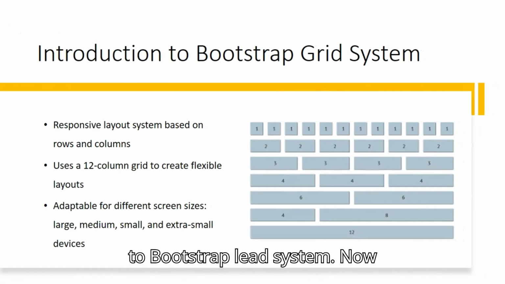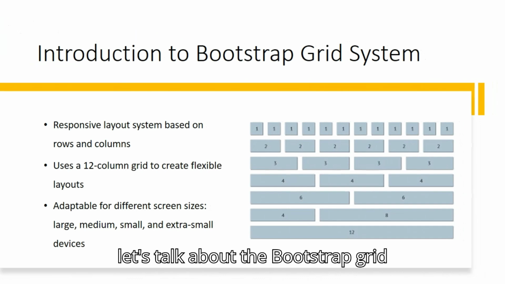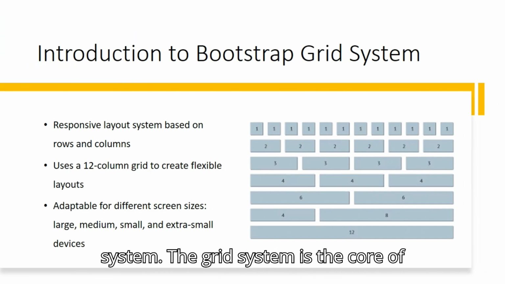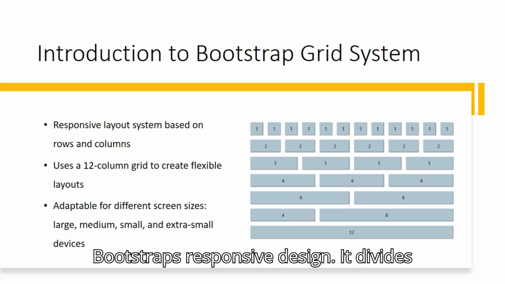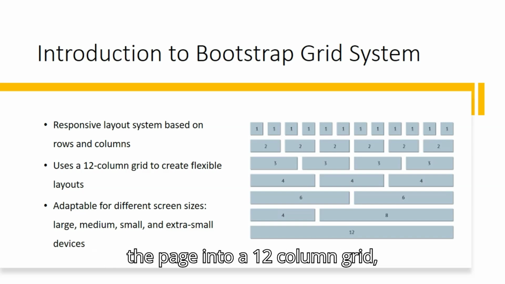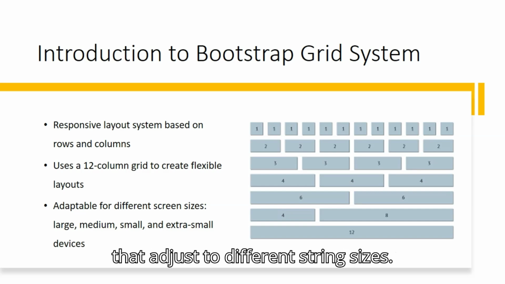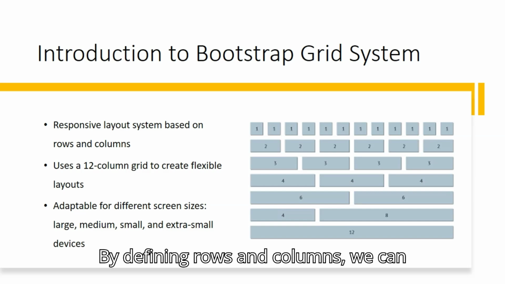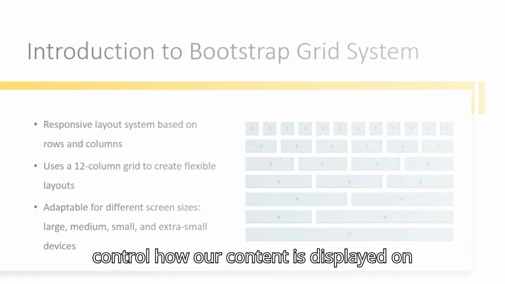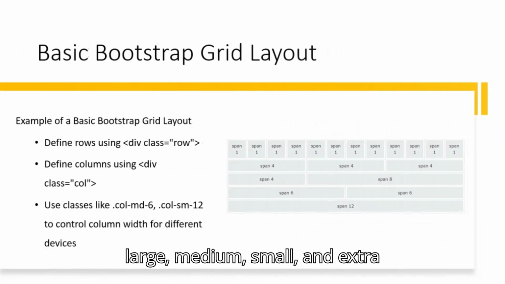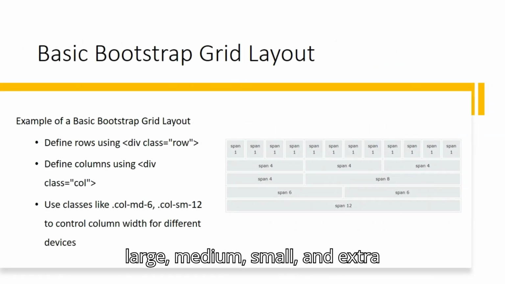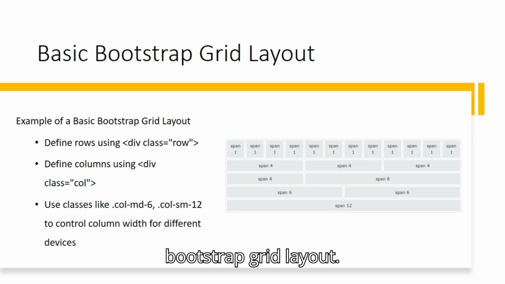Introduction to Bootstrap grid system. Now let's talk about the Bootstrap grid system. The grid system is the core of Bootstrap's responsive design. It divides the page into a 12-column grid, allowing us to create flexible layouts that adjust to different screen sizes. By defining rows and columns, we can control how our content is displayed on large, medium, small, and extra small devices.